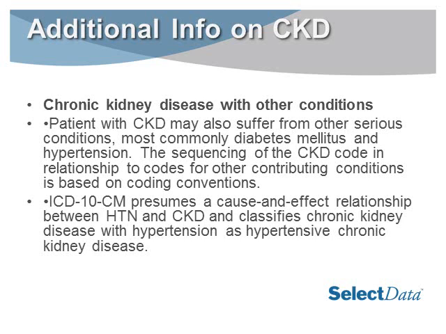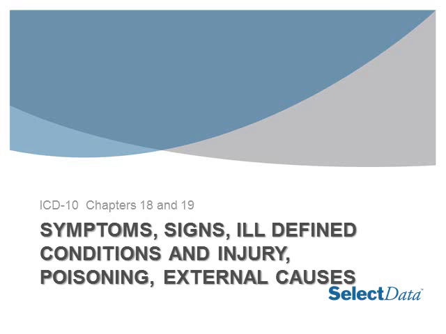Now, if you have CKD with other conditions, patients with CKD obviously often suffer from other serious conditions, most commonly diabetes and hypertension. The sequencing of the CKD code in relationship to codes for other contributing conditions is based on coding conventions. ICD-10 continues to presume a cause and effect relationship between hypertension and CKD and classifies chronic kidney disease with hypertension as hypertensive chronic kidney disease. This has not changed from ICD-9. So something that hasn't changed. Right. There are a few things that haven't changed. This is one of them.